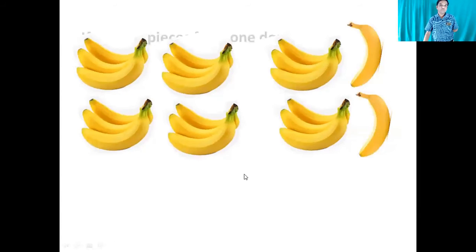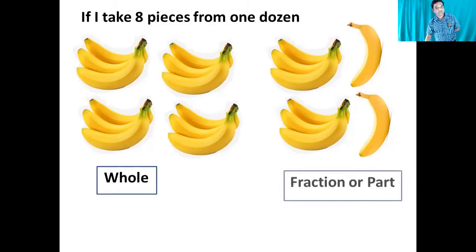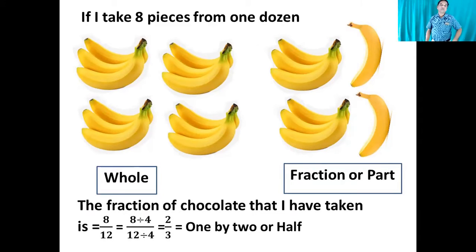Next. Now, in this case, we are going to take totally 8 bananas out of 12 bananas. And the fraction can be shown as 8 upon 12 or 8 by 12. However, 8 and 12 can be divided by 4, and this can be shown as 2 out of 3, which we can say is 2/3 of a dozen.